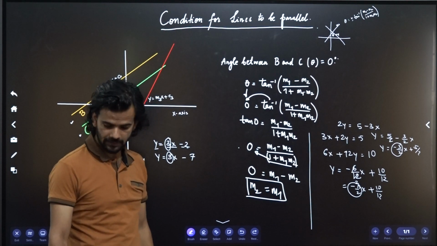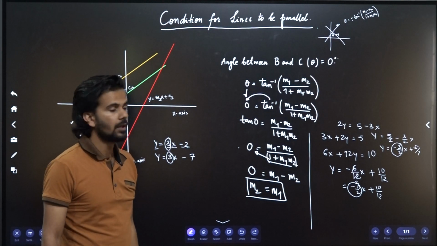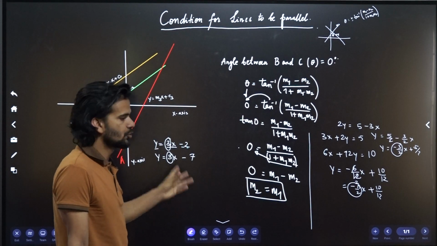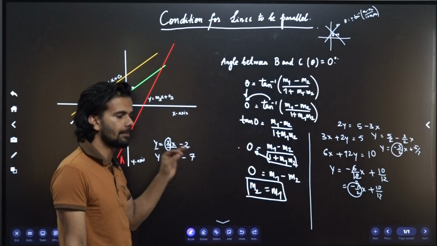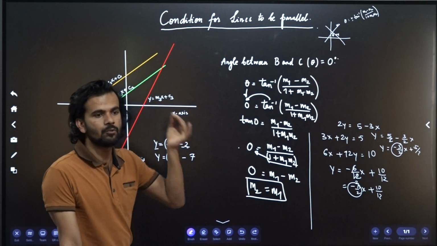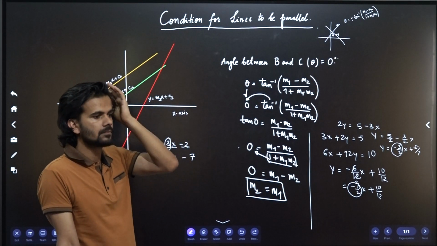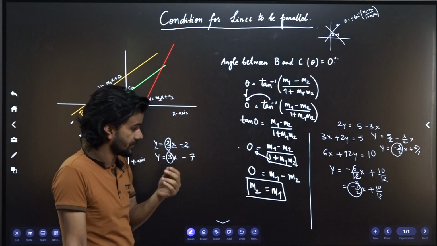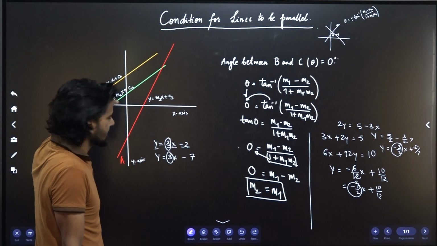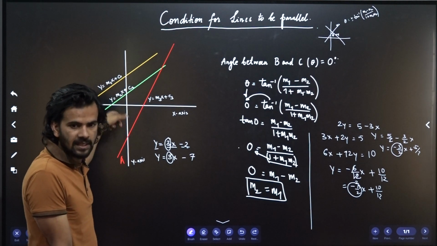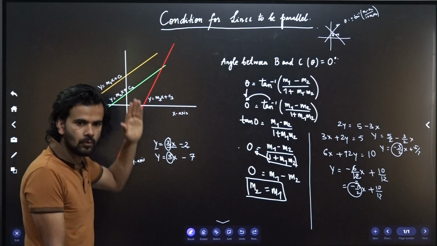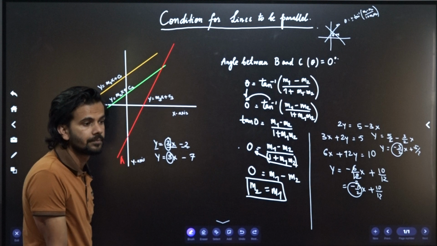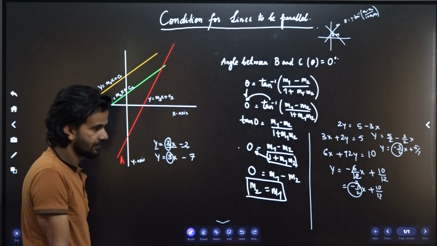They will intersect somewhere. So whenever you want to check whether two lines are parallel or not, all you need is to know their slope. These two lines are not the same lines. Same line means they have to overlap. They are not the same lines, but they are parallel lines.